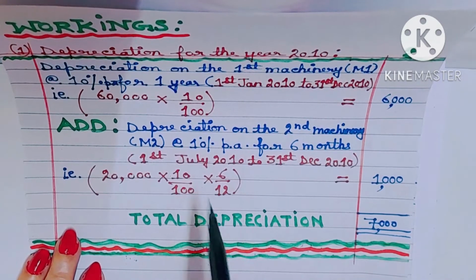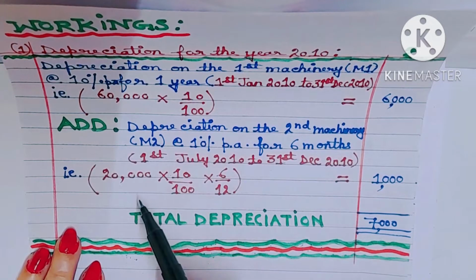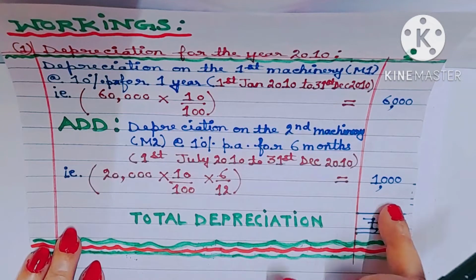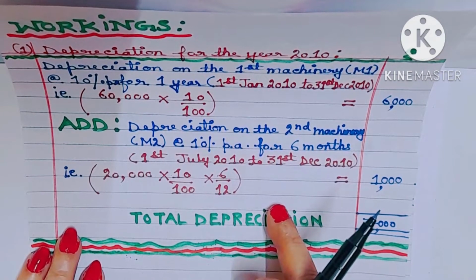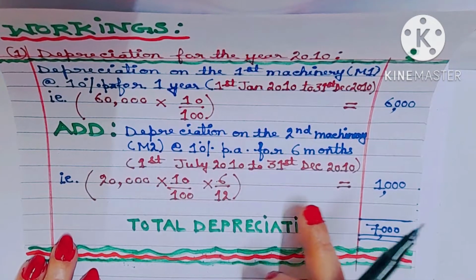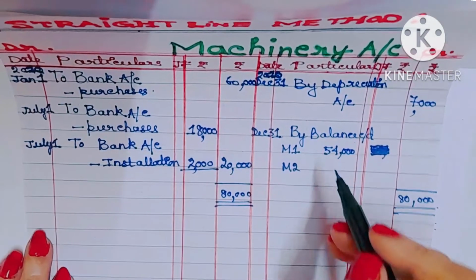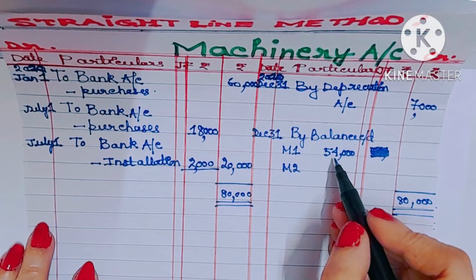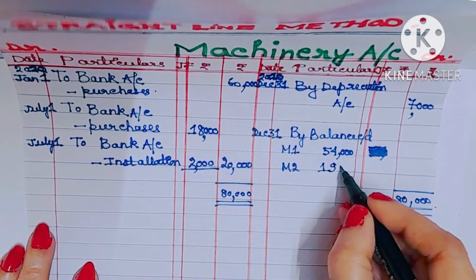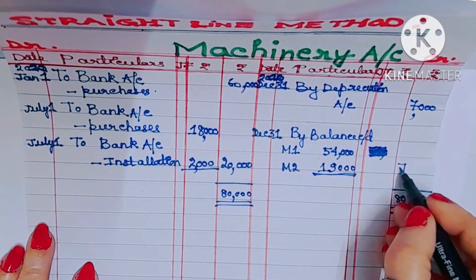What will be the book value of the second machinery? The original cost of the second machinery is 20,000. And the depreciation for the year is 1,000. So, 20,000 minus 1,000 is equal to 19,000. So, the book value of the second machinery will be 19,000. So, let's write. The book value of the first machinery 54,000 and the second machinery 19,000. If you add up these two, you'll get 73,000. Understood?